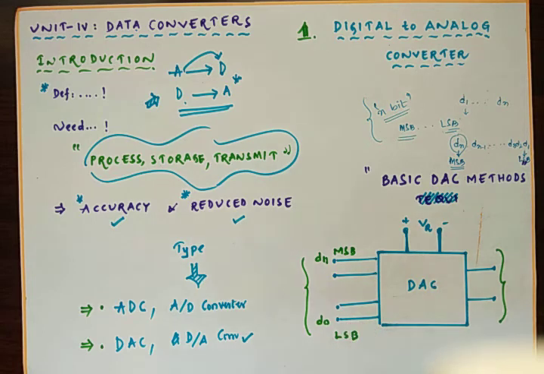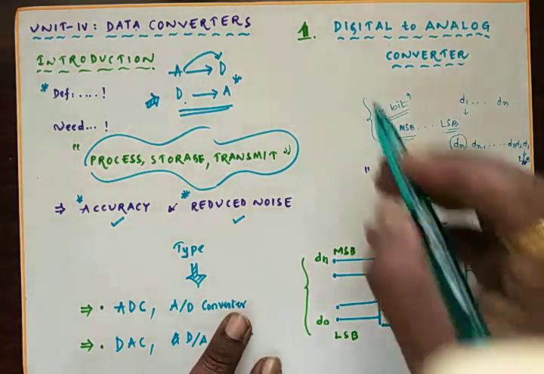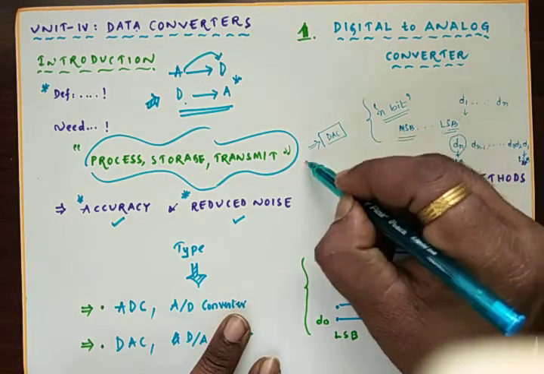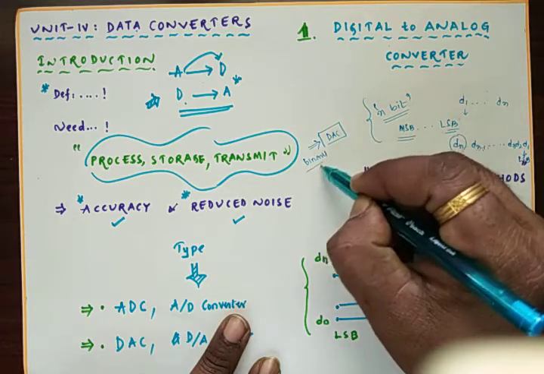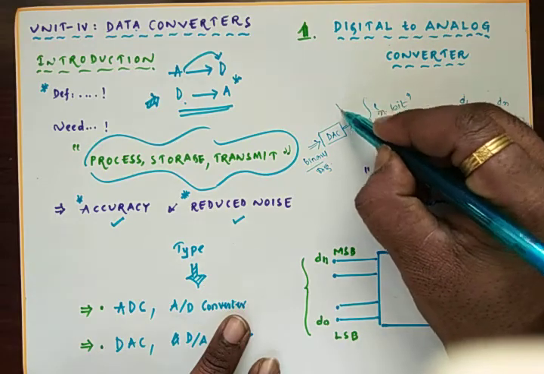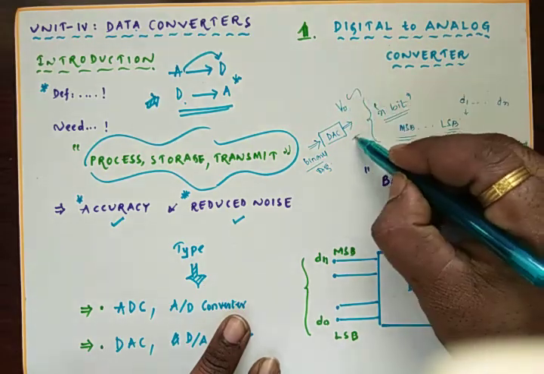Now we are going to talk about some basic DAC methods, basic digital to analog converter methods. Basically, digital to analog conversion is a process of converting a binary into its voltage or its current. The mechanism involved in the digital to analog converter is that we give binary data, or the digital signal, to the DAC, and that will be converted to its equivalent voltage or its equivalent current.